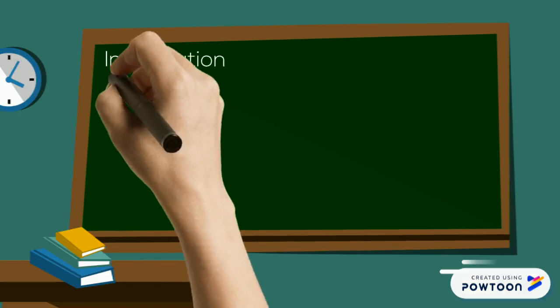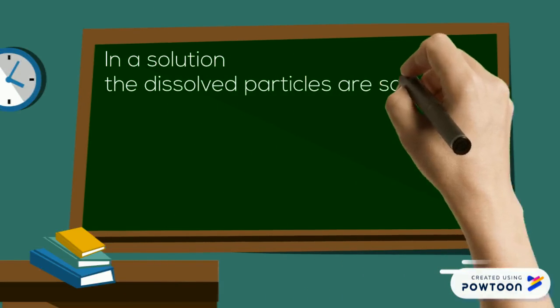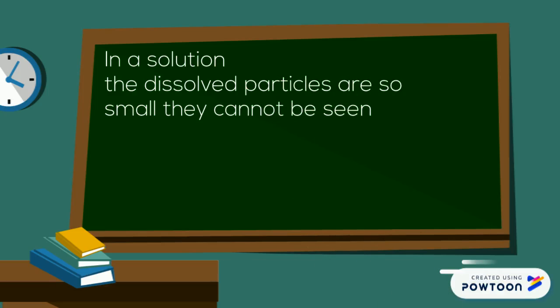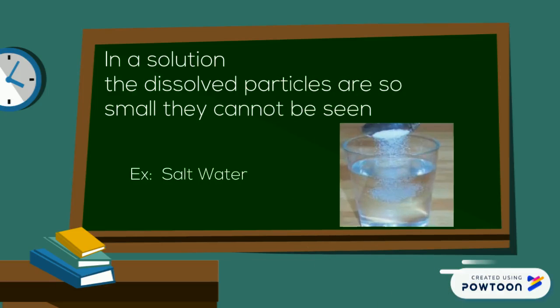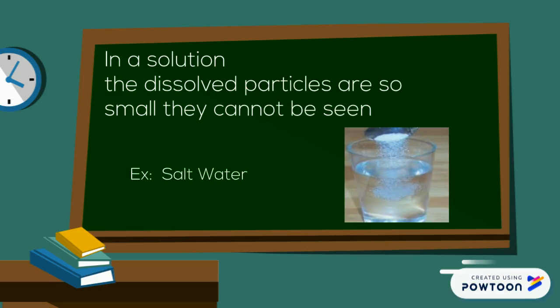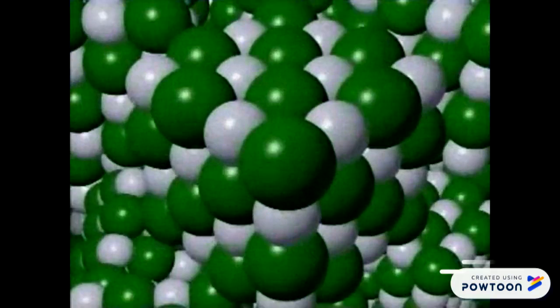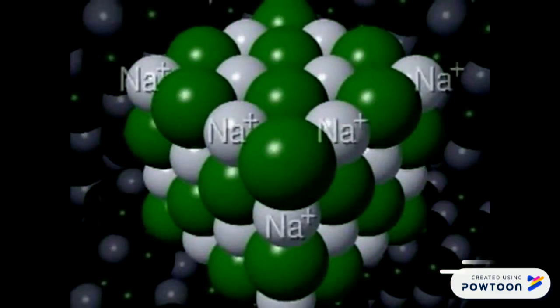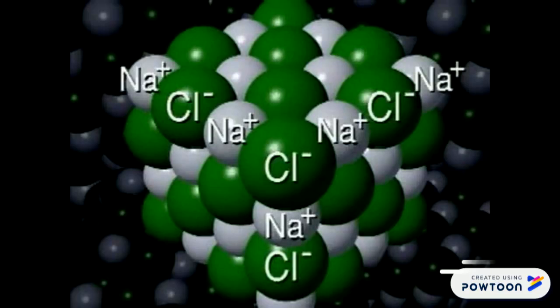In a solution, the dissolved solute particles are so small that they cannot be seen. An example of this is salt water. Let's observe how salt dissolves in water. Sodium chloride crystals are held together by attractive forces between the positively charged sodium and negatively charged chloride ions.